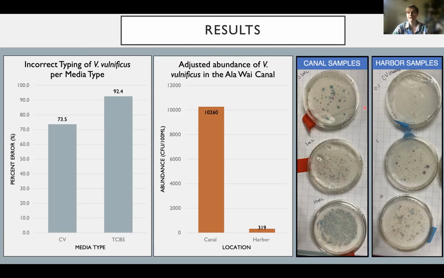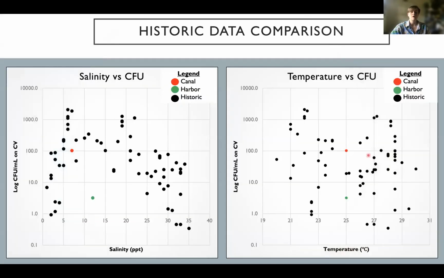And at the canal sample, our 0.1 milliliter dilution, I believe this is either 45 or 60 colonies compared to the 5 colonies on our harbor sample plate. So it was pretty evident from the beginning that there was a difference in the amount of bacteria at both locations. So we then compared our data to historic data.